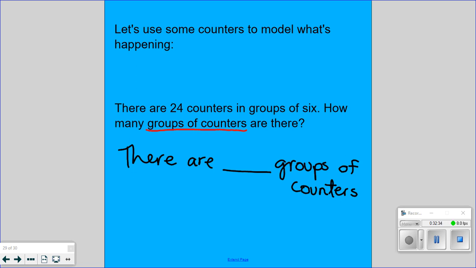Perfect. Circle this. Oh, you probably don't have that. Write that and then circle it. Not bad. Write groups of 6 and then circle it. Can we just write the number 6? Yeah, that's fine. Same value.